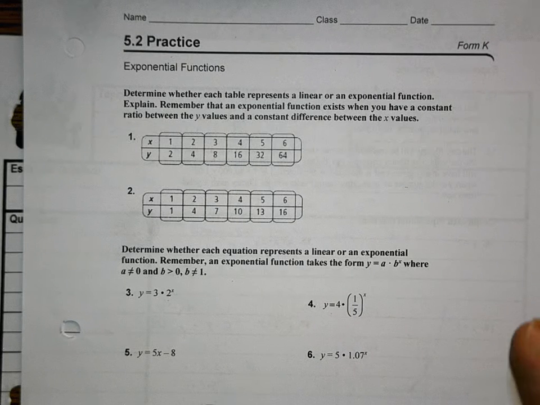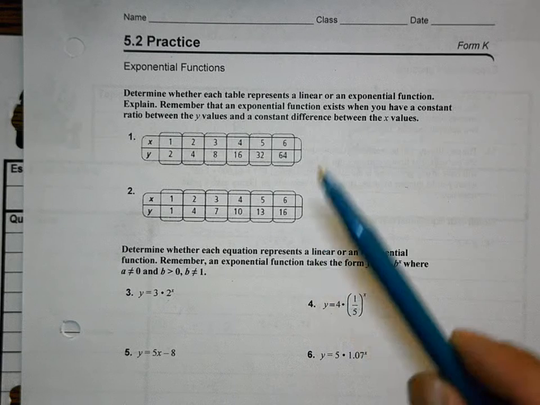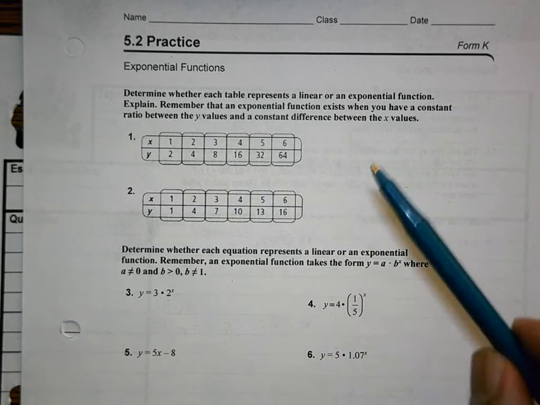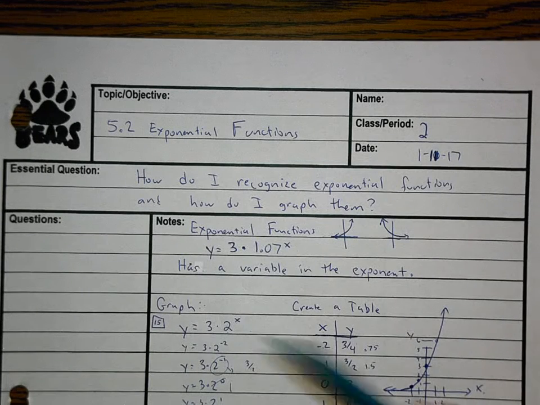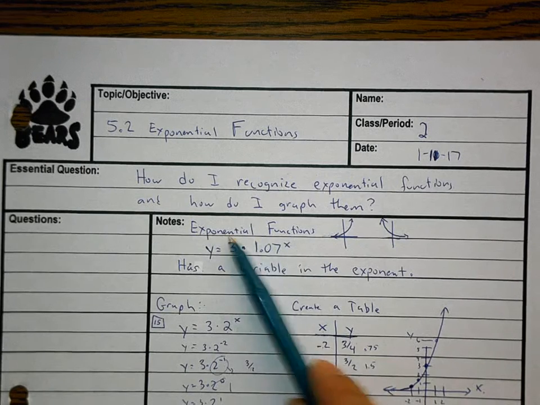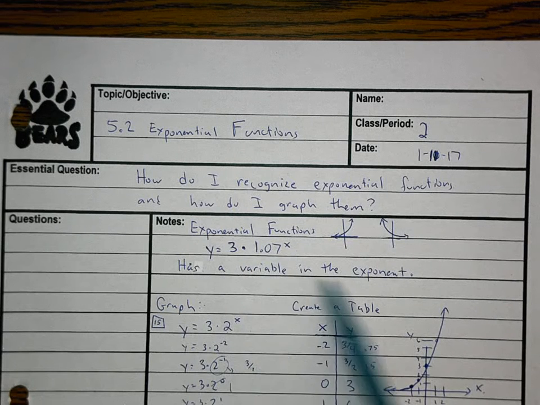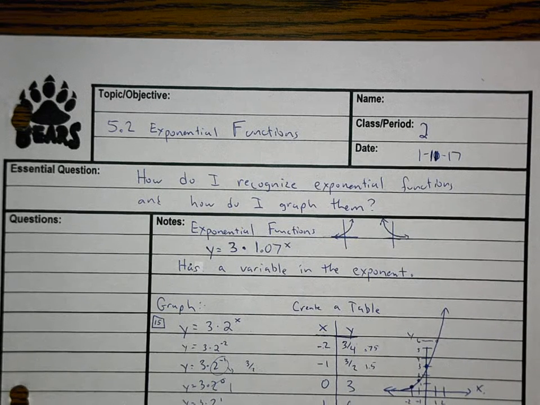And so the very first couple of questions that it's going to ask is, can you tell if it's linear or exponential? And you have to decide that based off of the equation or a table. And so I wanted to remind you what we talked about last time. Well, how do you know if it's exponential? Is if there is a variable in the exponent. That's something that you're going to have to know.